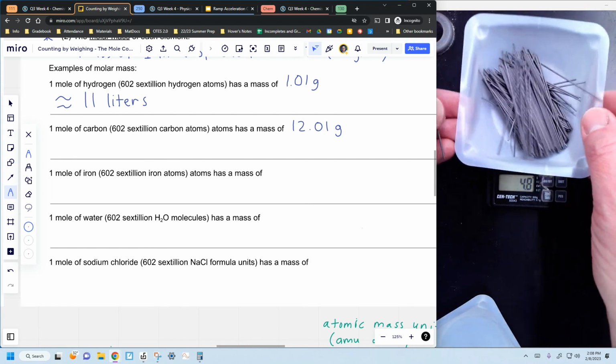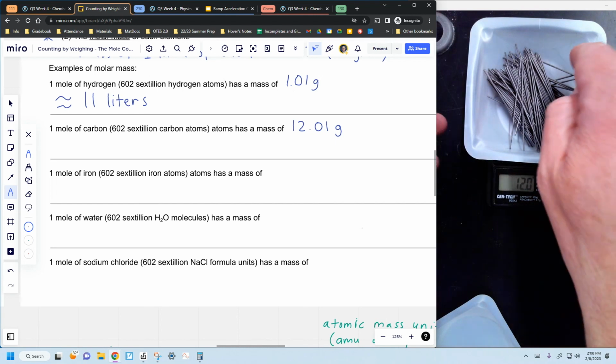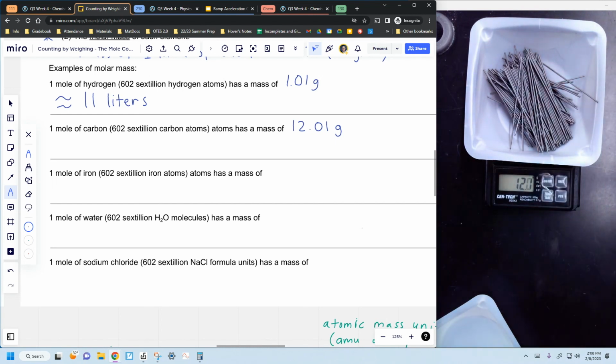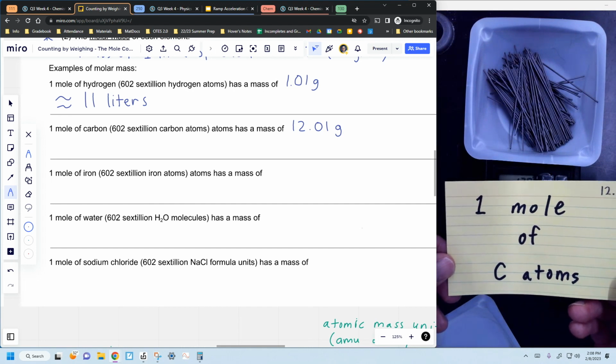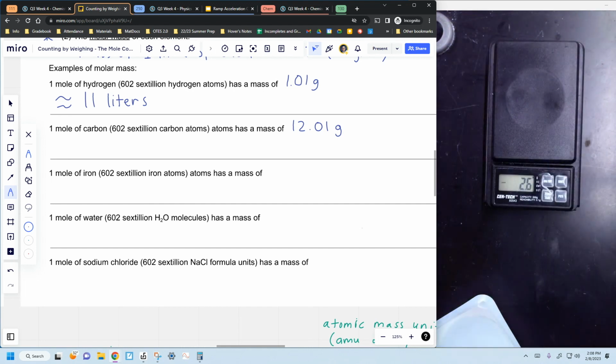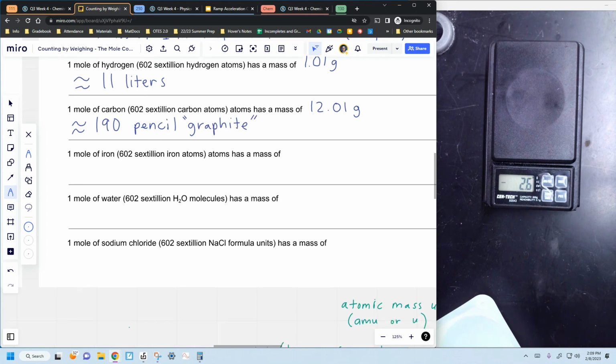I'm getting pretty close here. This balance only goes to 1 decimal place, so 12.0 grams will do. So assuming these graphite sticks are pure carbon, I've just weighed out 1 mole of carbon atoms. If you wanted to know, that's about 190 of these graphite sticks. It's 0.9 lead if you're curious.